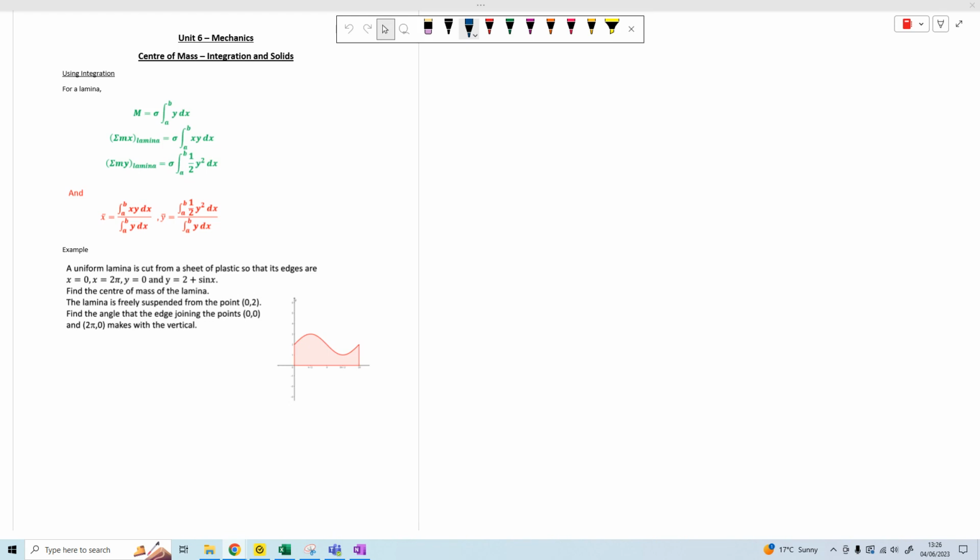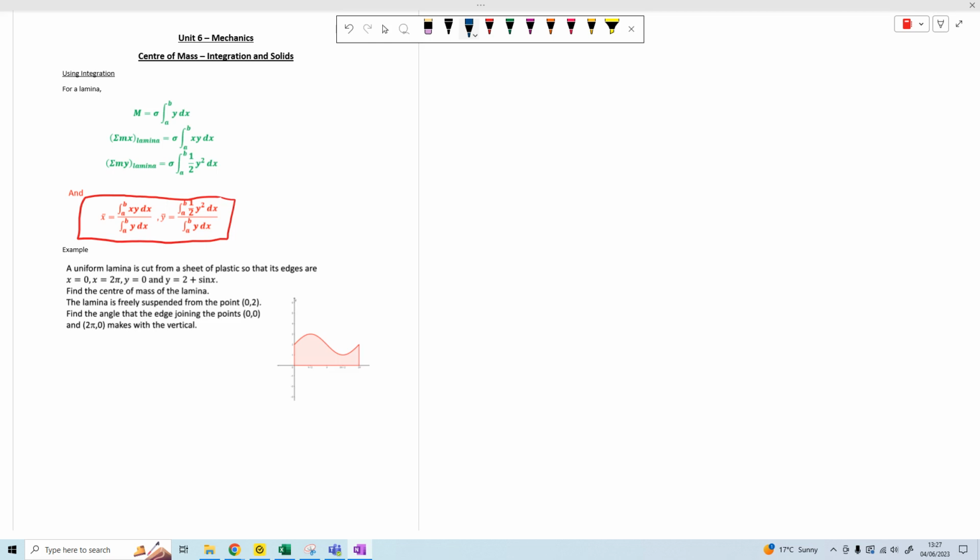It's for shapes that don't have lines of symmetry or nice formulas to go with them, so we need different methods to solve it. We have some formulas above. The main two are these two red ones down here. We're going to use some integration to find the center of mass. Now these aren't given in the formula booklet, so they are ones that we need to remember.